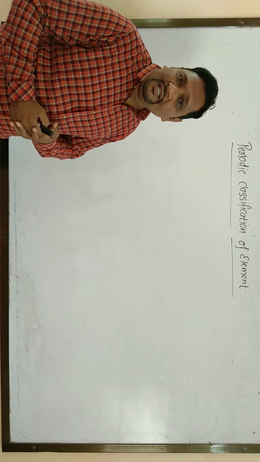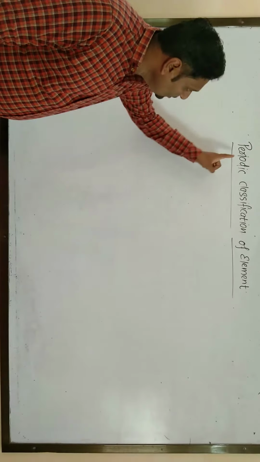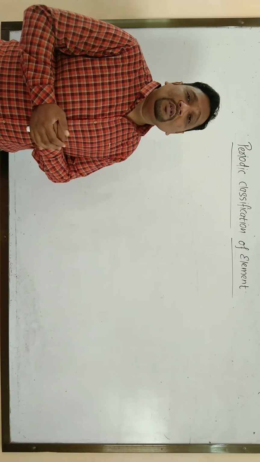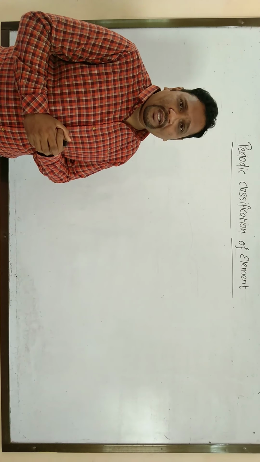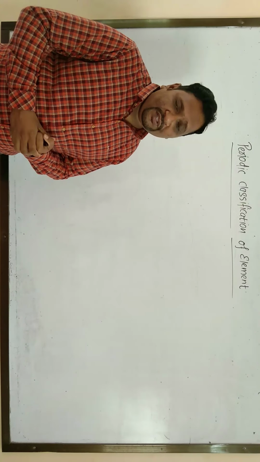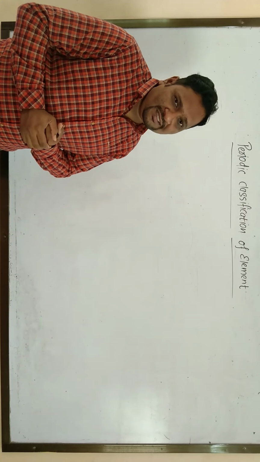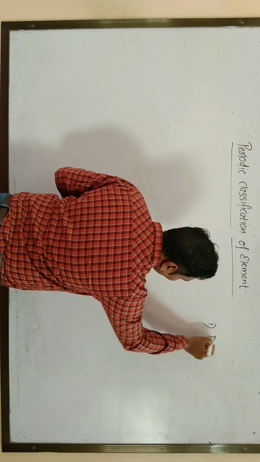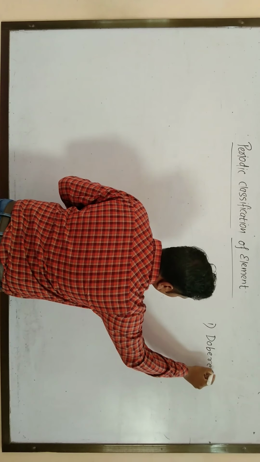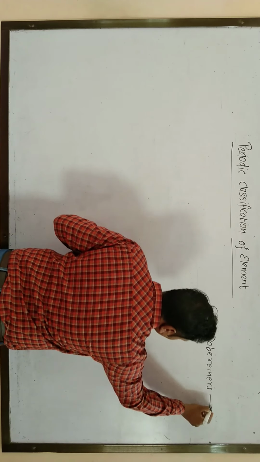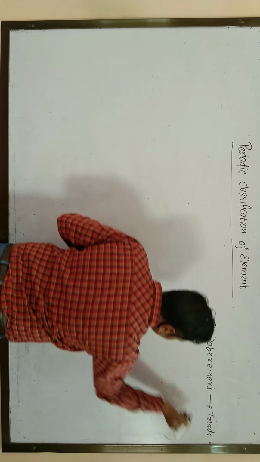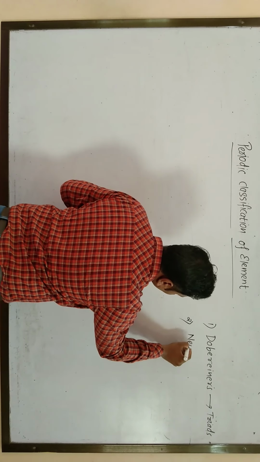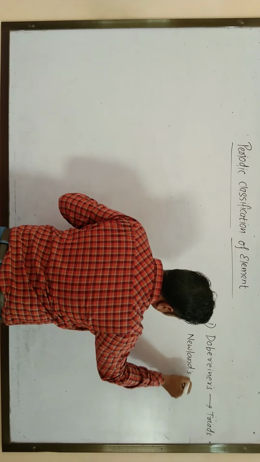Today's topic is the Döbereiner triad from periodic classification of elements. So today we continue with the classification system. There are 4 systems of classification given in your textbook of 10th standard of state board. First system is nothing but Döbereiner triad. Second one, the Newlands octaves.